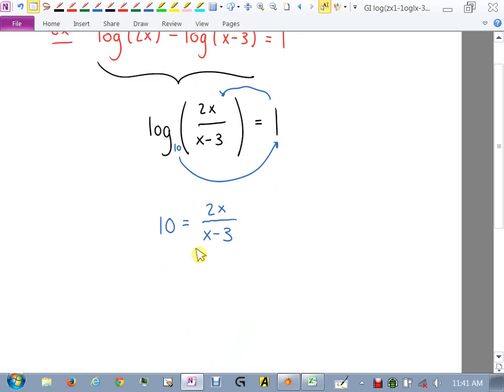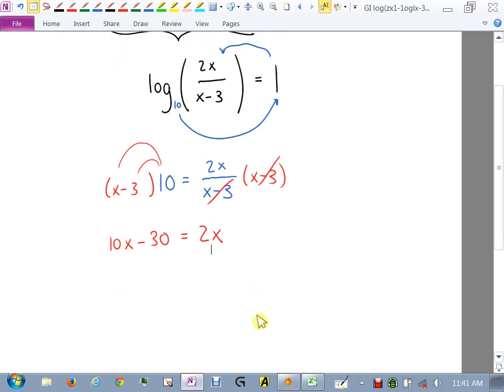Okay, what type of equation do we have here? Rational equation. So what I'm going to do is clear the fractions. I'm going to multiply both sides by x minus 3. I do that so that I get rid of the fraction on the right side. On the left side, distribute the 10 through. 10x minus 30 equals whatever's left on the right, which is just 2x.